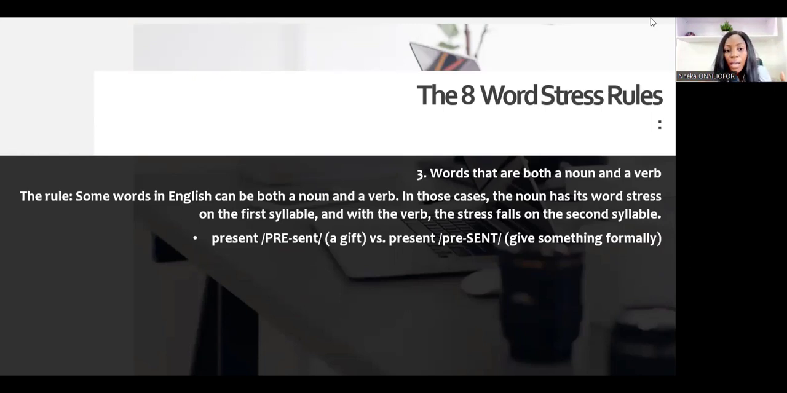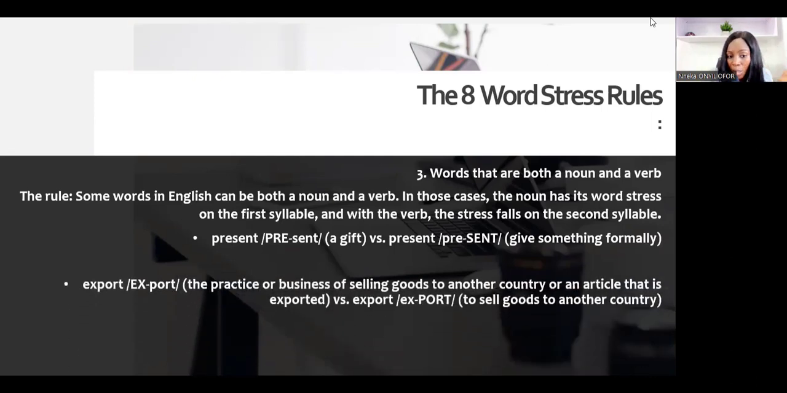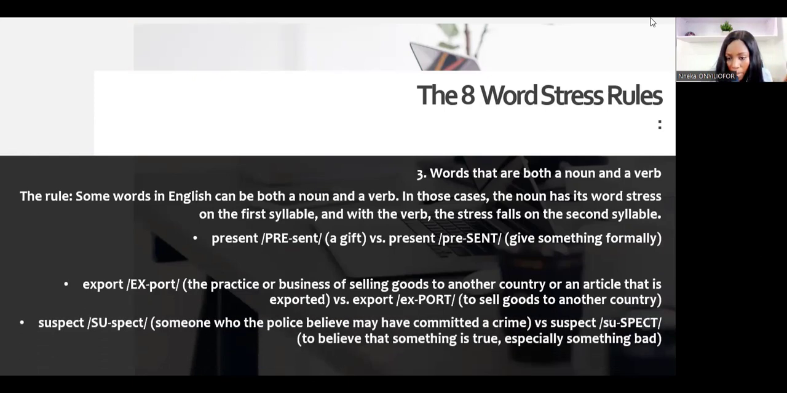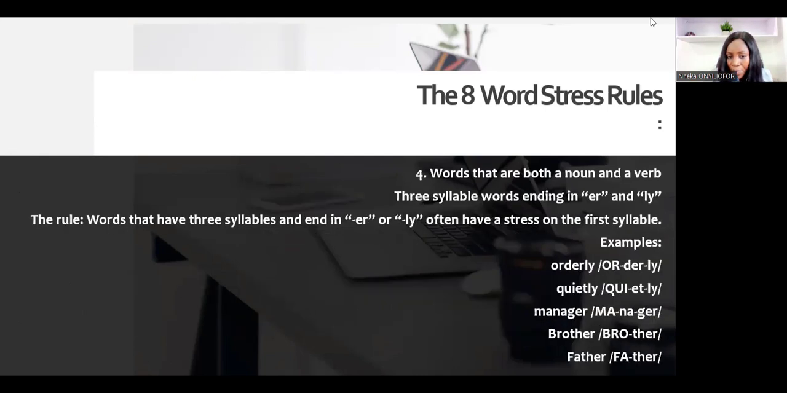For instance, the word present can be present or present. It is a word that is both a noun and a verb. Present, present. Export, export. Suspect, suspect. So these words are both noun and verb. That's why the rule applies to them differently.